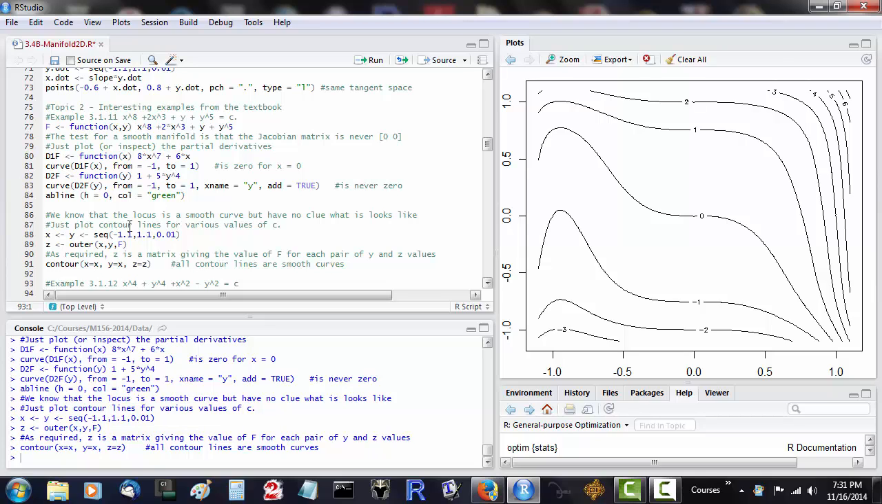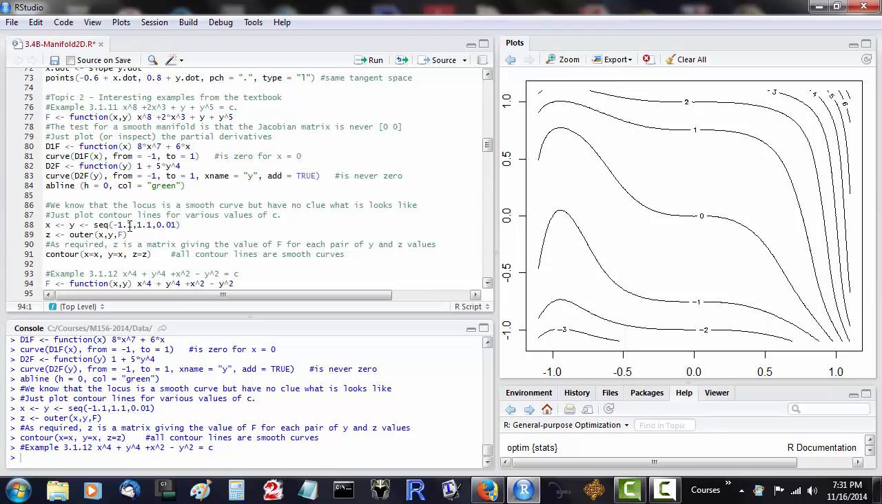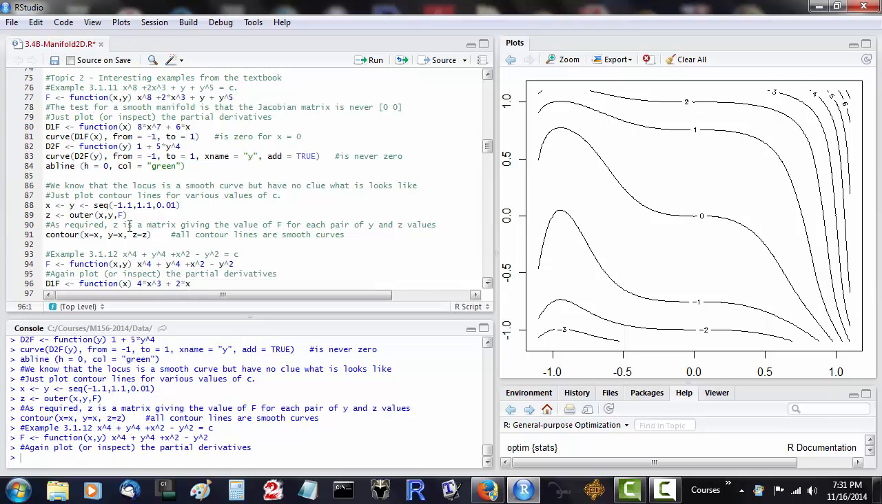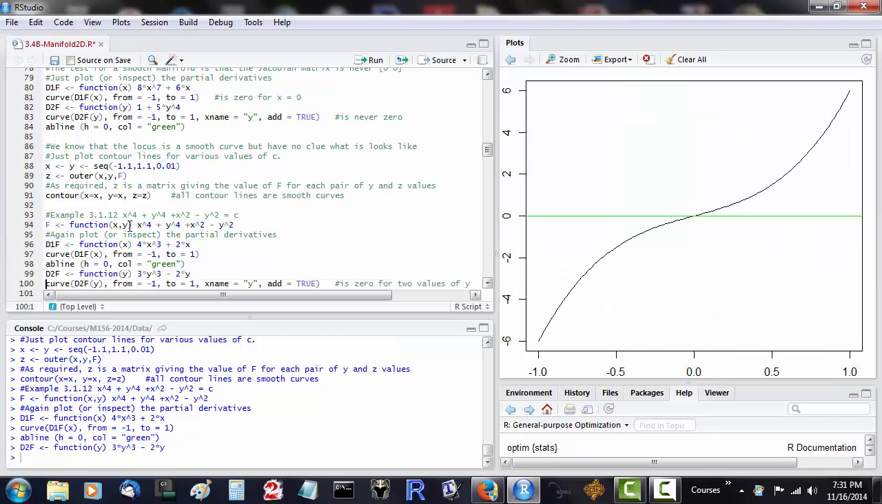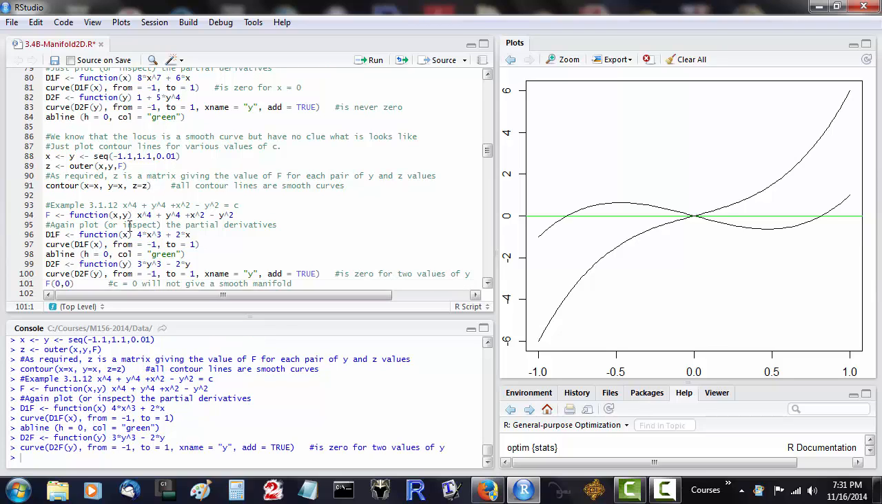x to the fourth plus y to the fourth plus x squared minus y squared equals a constant. I'll define that function. I will look at its partial derivatives, graph them both, and now I see that the first partial derivative is 0 when x equals 0, and the second partial derivative is 0 both at x equals 0 and at x equals 1 over the square root of 2. So I now have three pairs of values. I could have had minus 1 over the square root of 2 also, where both partial derivatives are simultaneously 0, and I won't get a smooth manifold.